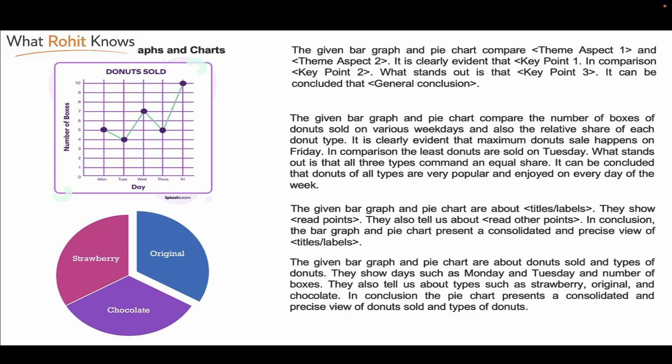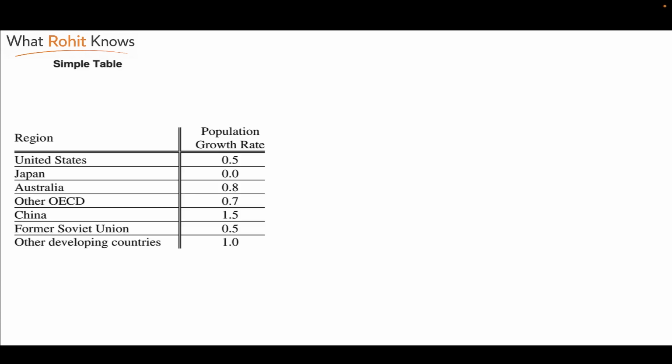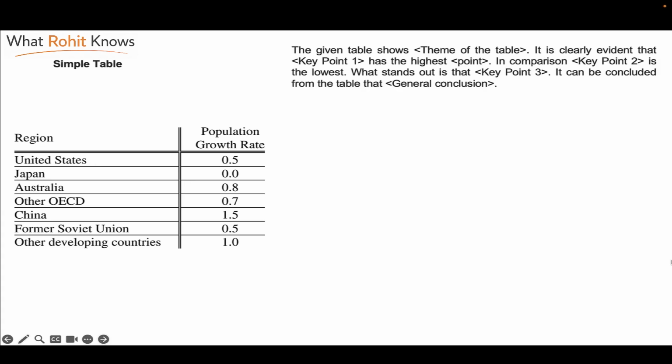Let's look at the next template now, which is for a simple table. A simple table looks like this. Usually you have two columns and then a number of rows, and basically each row links one column to another. For example, here it links the regions with their population growth rate. So this is a simple table. Here's the template. You start with the given table shows, and then it is clearly evident that key point 1 has the highest. So you try to pick something, because in tables usually there will be some kind of a comparison or a ranking.